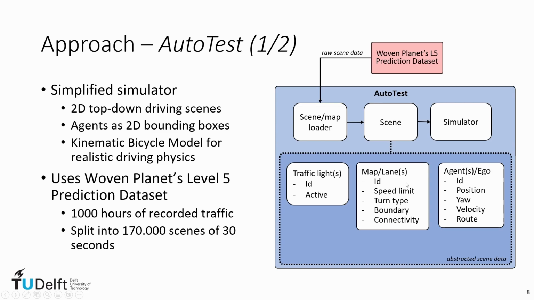It will abstract the map, so the road network, and it will record for each lane the ID, its speed limit, what kind of turn type it is, all kinds of relevant information for the self-driving vehicle. And finally, it will record whether there's any active traffic lights in the scene. And it then passes all of this on to the simulator, which can then take autonomous driving systems to run on the scene and to determine what kind of decisions this automated driving system will make.